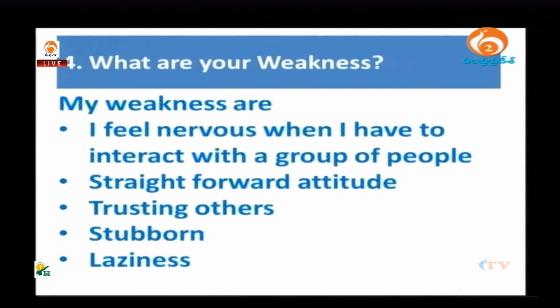My weakness is, I am straightforward; my straightforward attitude is my weakness. My weakness is trusting others. I trust people easily. My weakness is I am a stubborn person. My weakness is my laziness. Now, how can I say these are actually strengths but look like weaknesses?